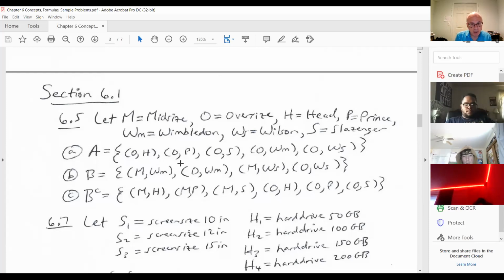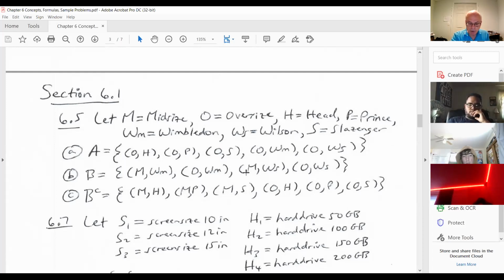So again, what I did here was I created events, basically using letters that represent the event. M for midsize, O for oversize, kind of makes sense to do that. H for Head, that's a brand. P for Prince. There are 2 W's here, Wimbledon and Wilson, so I decided to say W with a small m is Wimbledon. I'm using 2 letters instead of 1 here to represent Wimbledon. W with a small s to represent Wilson, and the big S to represent this brand called Slazenger. I don't know how to pronounce that.